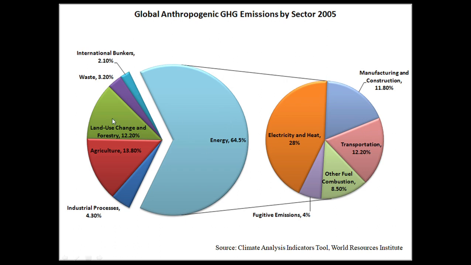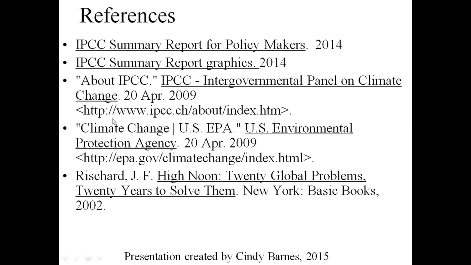This is a breakdown of GHG by sector for 2005. Now a little bit more detail: manufacturing and construction is 11.80%. Electricity and heat is 28%, and fugitive emissions is 4%. Other fuel combustion is 8.50%, and transportation is 12.20%. You can go to the references site to obtain more information.